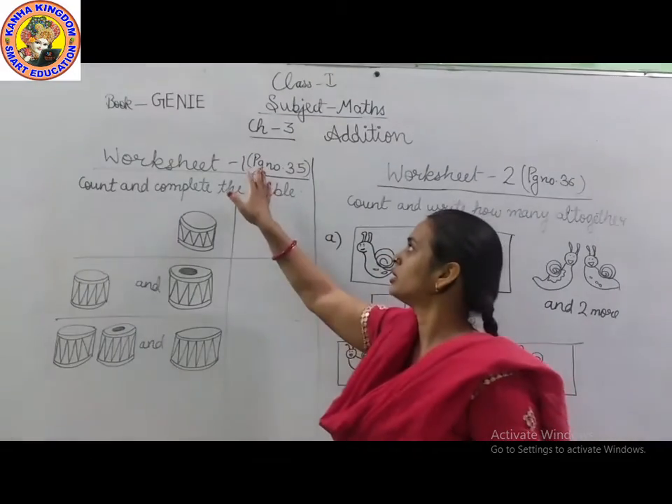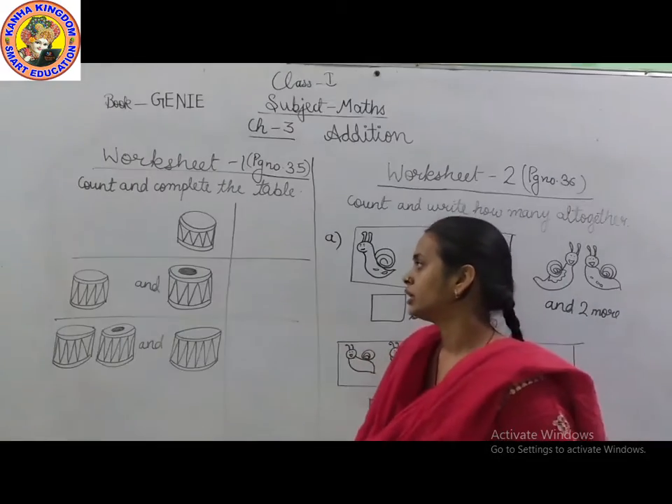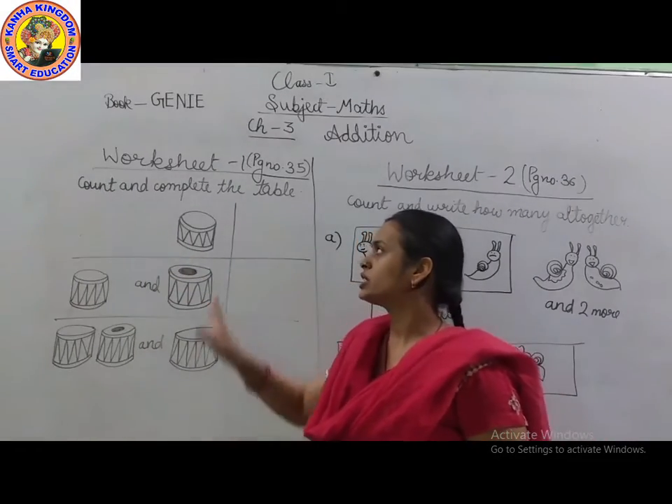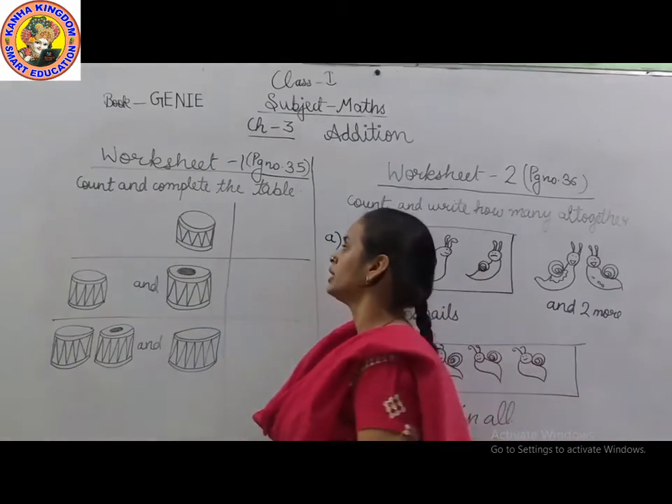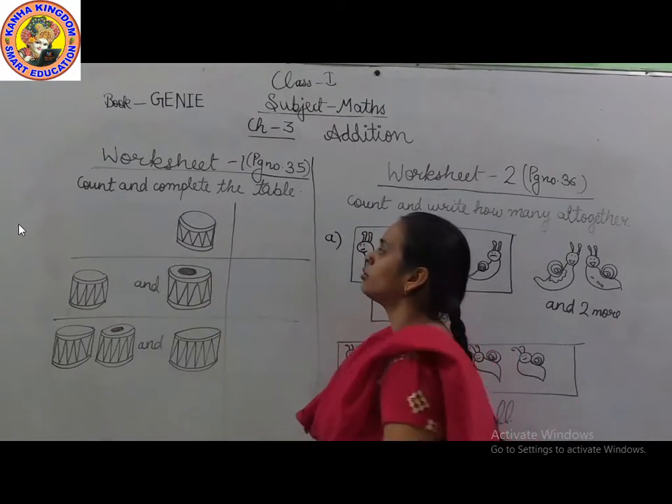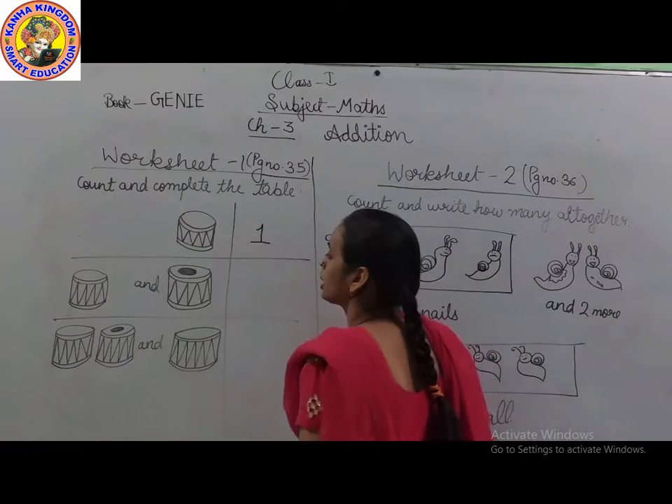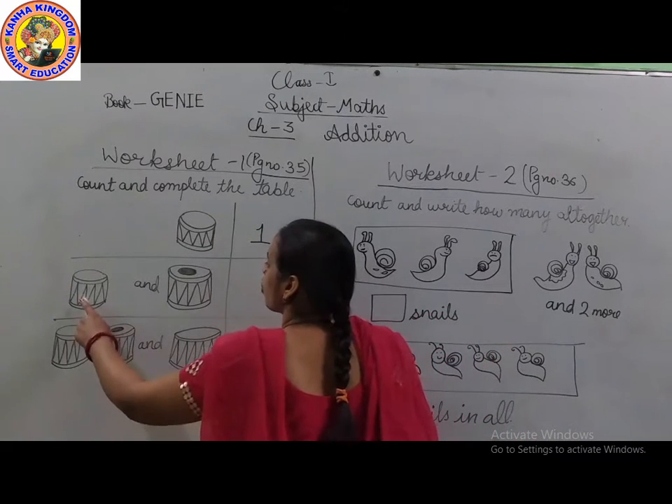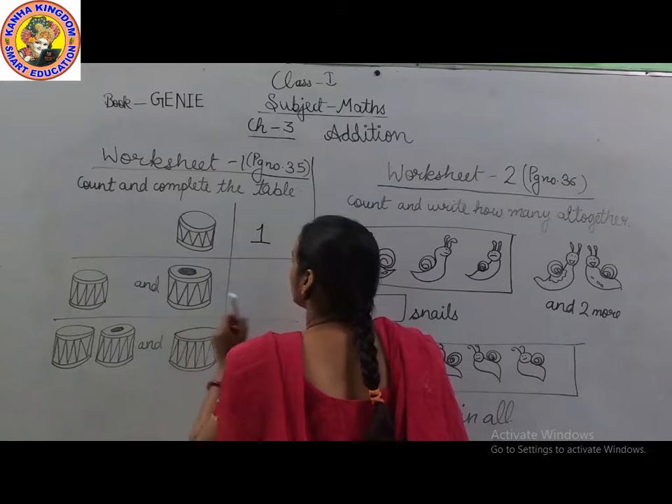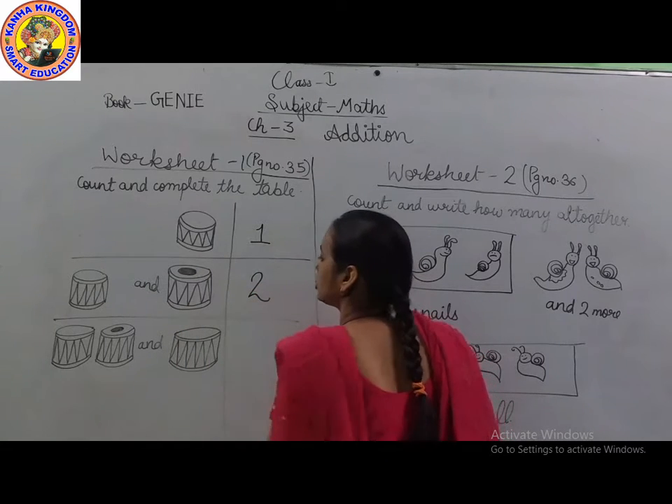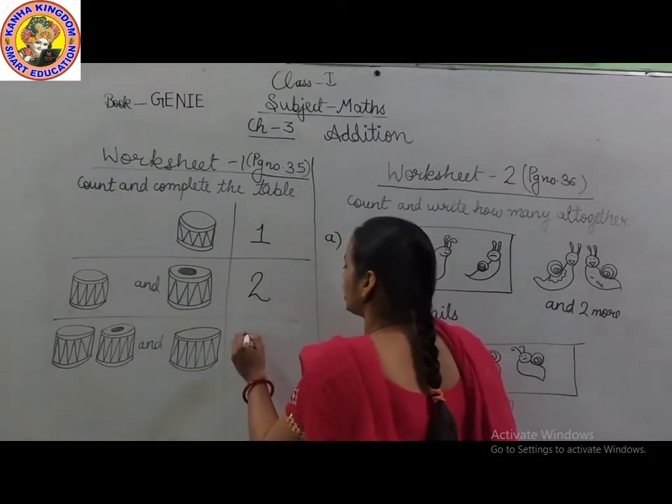So our worksheet 1, page number 35, count and complete the table. There's a picture; first we have to count and then write to complete the table. So how many drums in the first row? 1. And how many in the second row? 1 and 1. So we count 1 and 2. Now next, 1, 2 and 3.